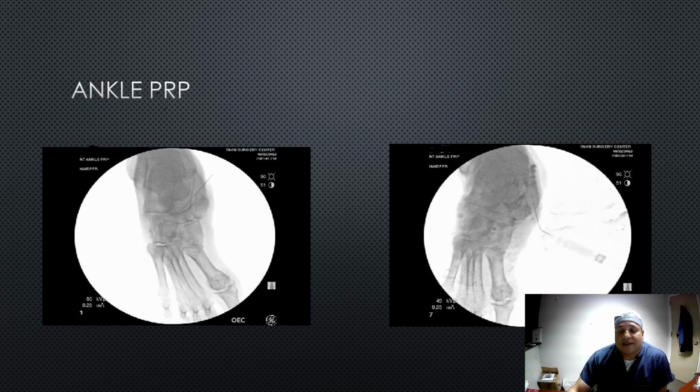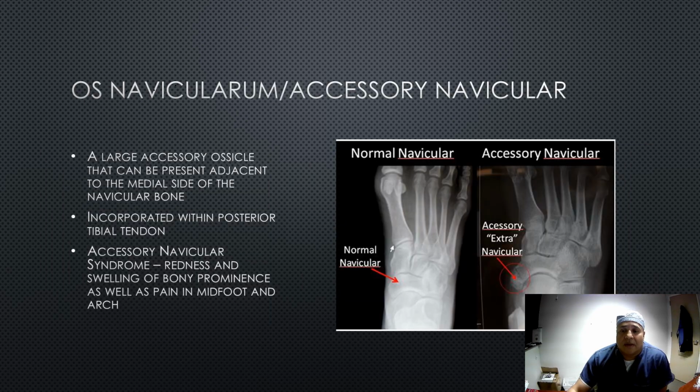We can also inject into the ankle joint. In this case, it's a patient with os naviculare. Os naviculare is an accessory ossicle that is present, and this patient did very well with injection of bone marrow aspirate concentrate as well as PRP, with reduction of pain as a result of the treatment that we performed.